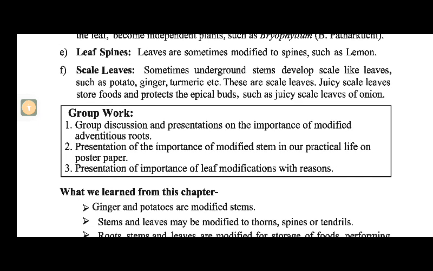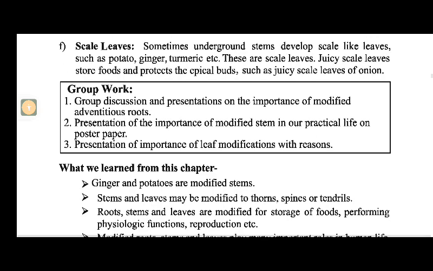Leaf spine. Leaves are sometimes modified to spines, such as in lemon. Scale leaves. Sometimes underground stems develop scale-like leaves such as potato, ginger, turmeric, etc. These are scale leaves. Juicy scale leaves store food and protect the apical bud, such as the juicy scale leaves of onion.